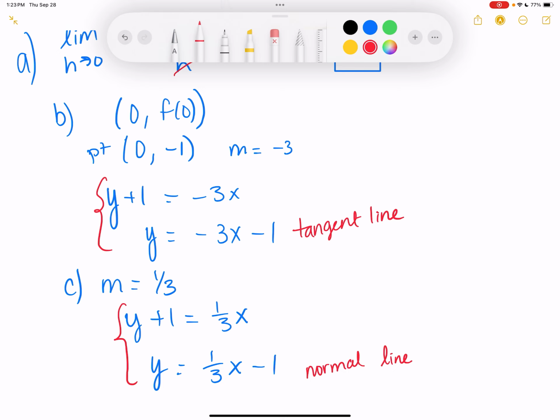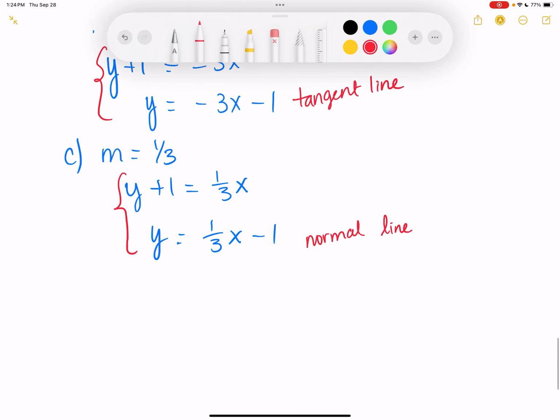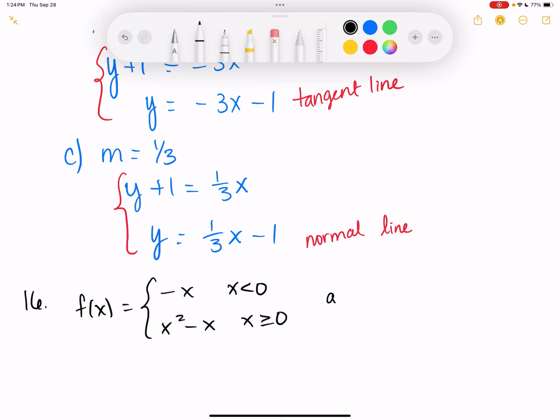All right, let's see. Determine whether the curve has a tangent at the indicated point. If it does, give its slope. If not, explain why not. Okay, so you're going to see what I'm talking about in just a second because these problems look a little bit different, but finding the slope is the same thing, same formula. So f of x is equal to, and then it's going to be two things: negative x at x less than 0, and x squared minus x at x greater than or equal to 0, at x equals 0.